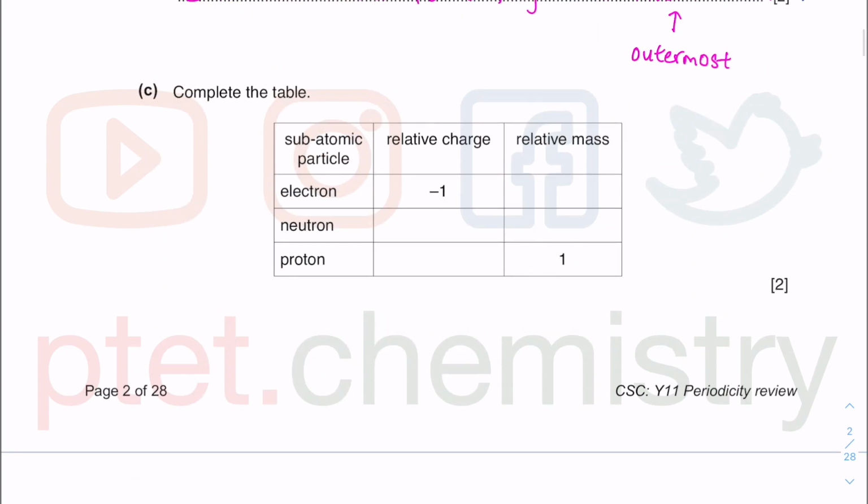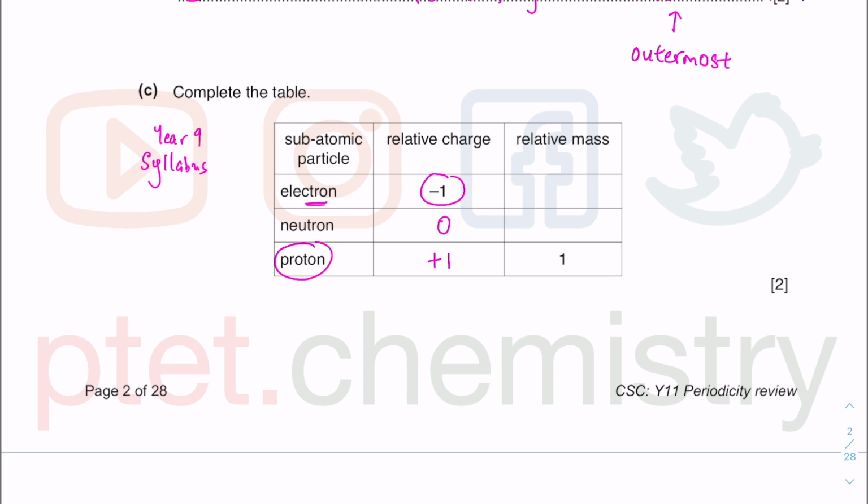Now complete this table. This is straight from the syllabus. This is a year 9 syllabus, and you are also required in your syllabus. Candidates should be able to complete this table. Electrons are negatively charged, as you could see that. Protons are positively charged. Neutrons have no charge.